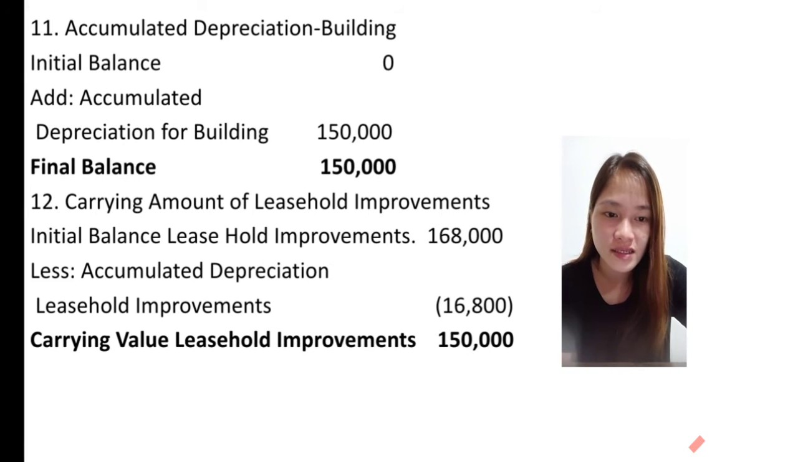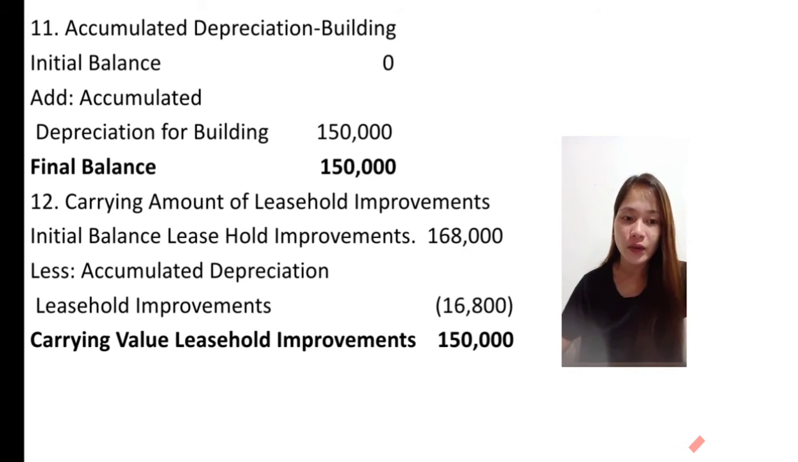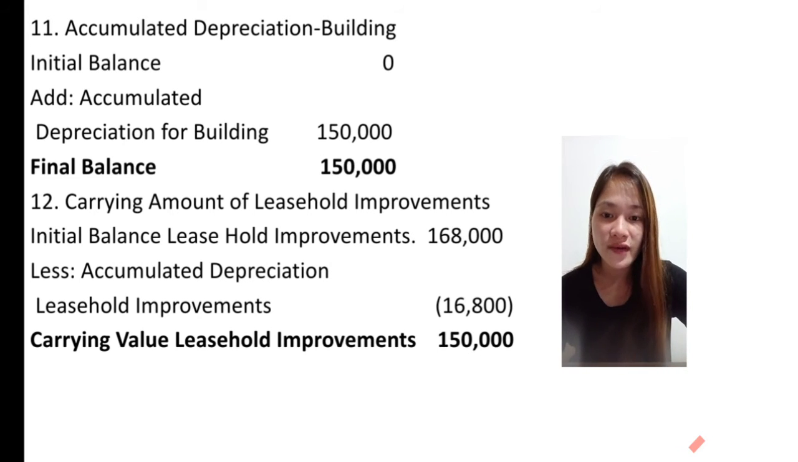Number 11, accumulated depreciation building. So the initial balance is 0, added by the accumulated depreciation for building 150,000 pesos. So the final balance is 150,000 pesos.